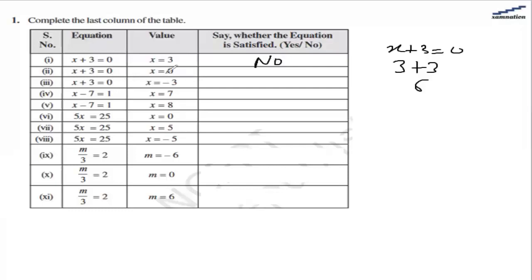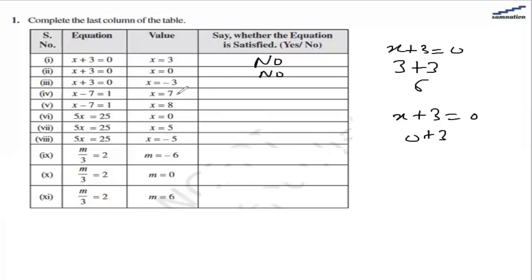For the second part, when we replace, we have the equation x plus 3 equal to 0, and the value is given as x equal to 0. So when we replace x with 0, we get 0 plus 3, so the left hand side becomes 3 and the right hand side is 0. So the equation is not balanced, or not satisfied.